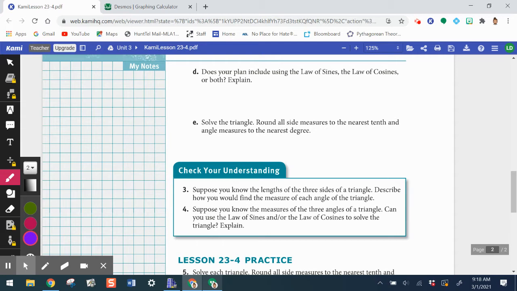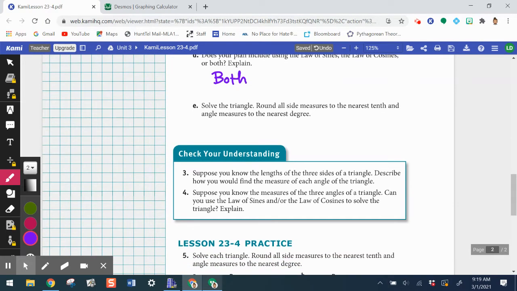So item D says, does your plan include using the law of sines, the law of cosines, or both? Of course, it's both. And the reason they ask this question is for us to understand that based on what's given, sometimes we'll use the law of sines, sometimes we'll use the law of cosines, or both. Now on item E, let's start solving the triangle.